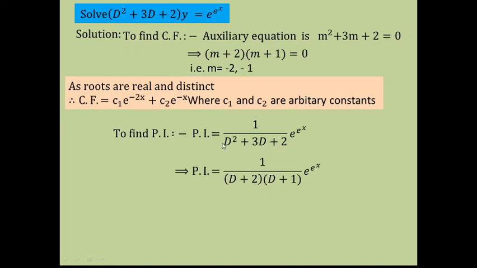So if you can factorize this directly, then you can write it. Otherwise the easiest way is to make use of the roots of the auxiliary equation. Now what are the roots of the auxiliary equation? You can see here we have obtained m equal to -2 and m equal to -1. So these two are called roots. So what will be the factors of this?